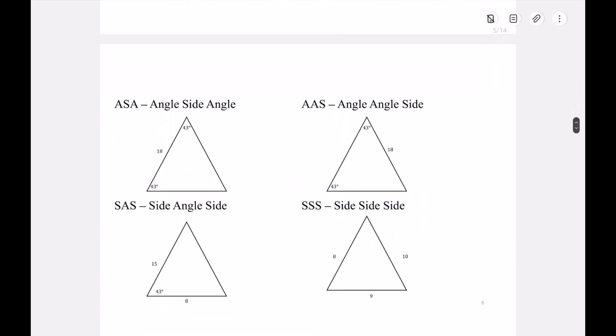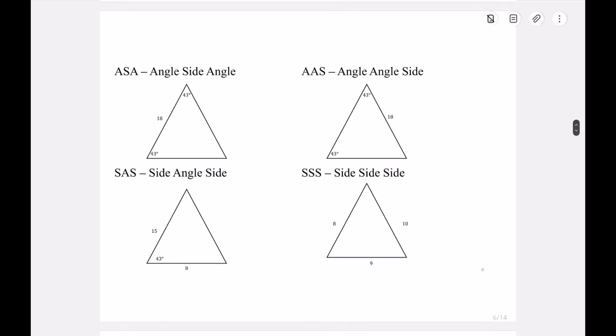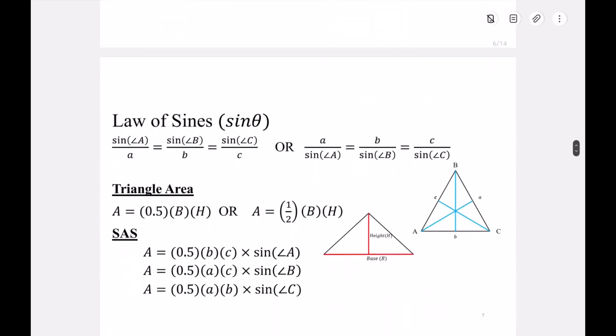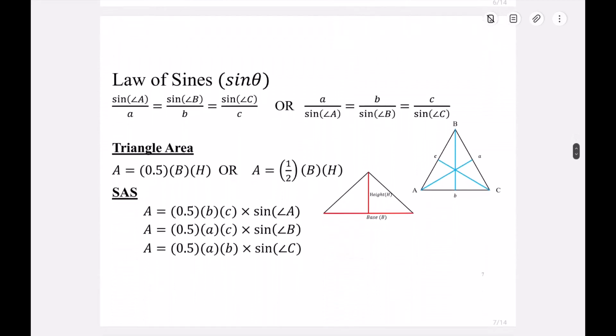In these situations, we're going to be given 4 cases where we're going to have an angle side angle, an angle angle side, a side angle side, and a side side side. And with any of them, we would have to find the missing sides of the triangle and then solve. However, that being said, we have formulas that we're able to use. For example, the law of sines.